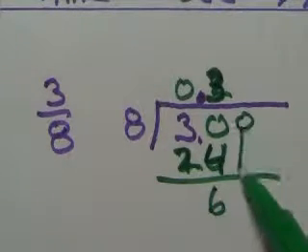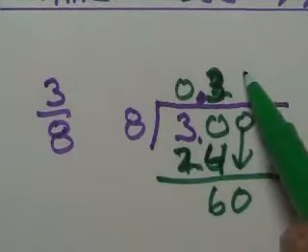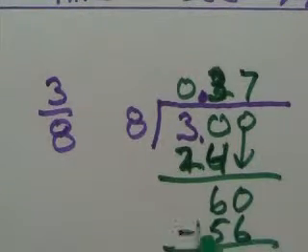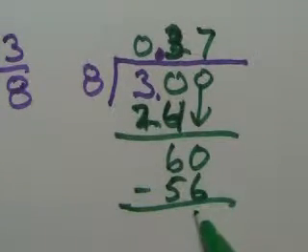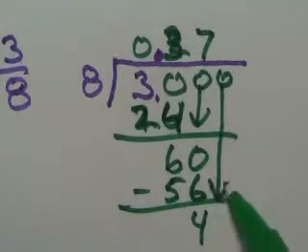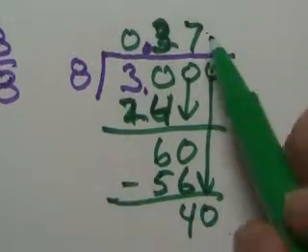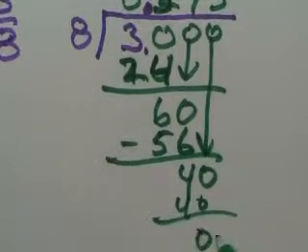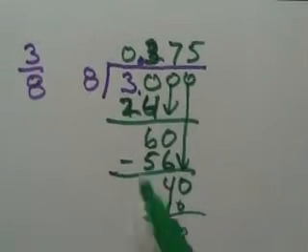Okay, so I'm going to add another 0, bring it straight down. 8 goes into 60. Let's see, 8 times 8 is 64, so 8 times 7, and that's 56. And so that leaves me with 4, right? 60 minus 56 is 4. Add another 0, bring it all the way down. And 8 goes into 40 5 times evenly. Okay, so the answer is 0.375.